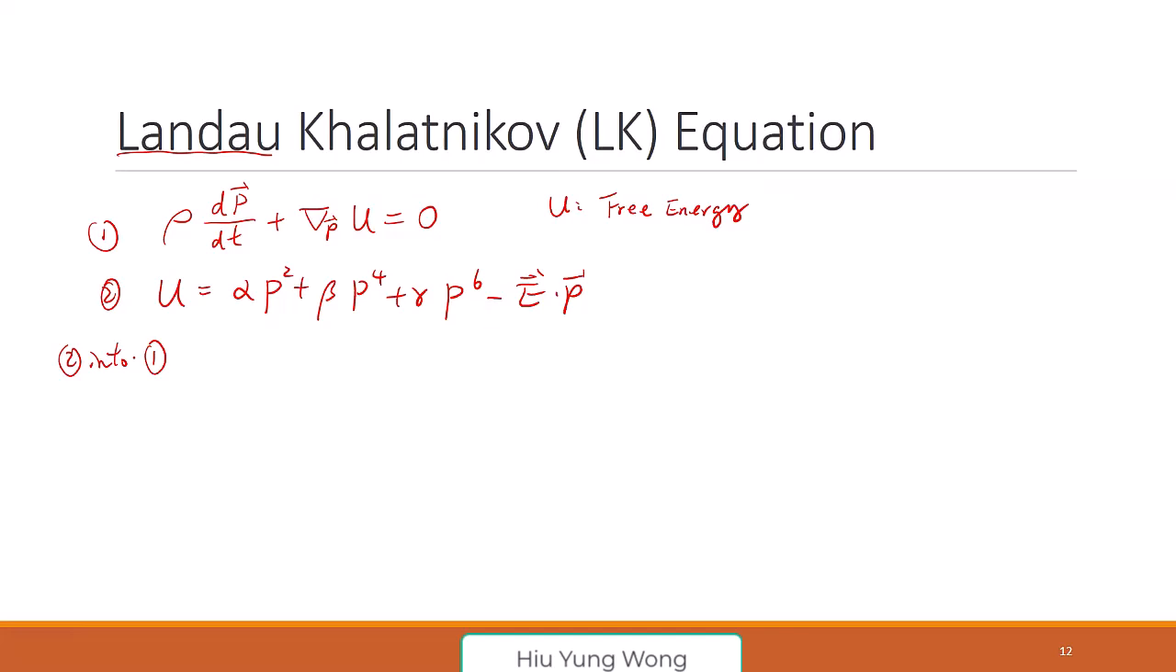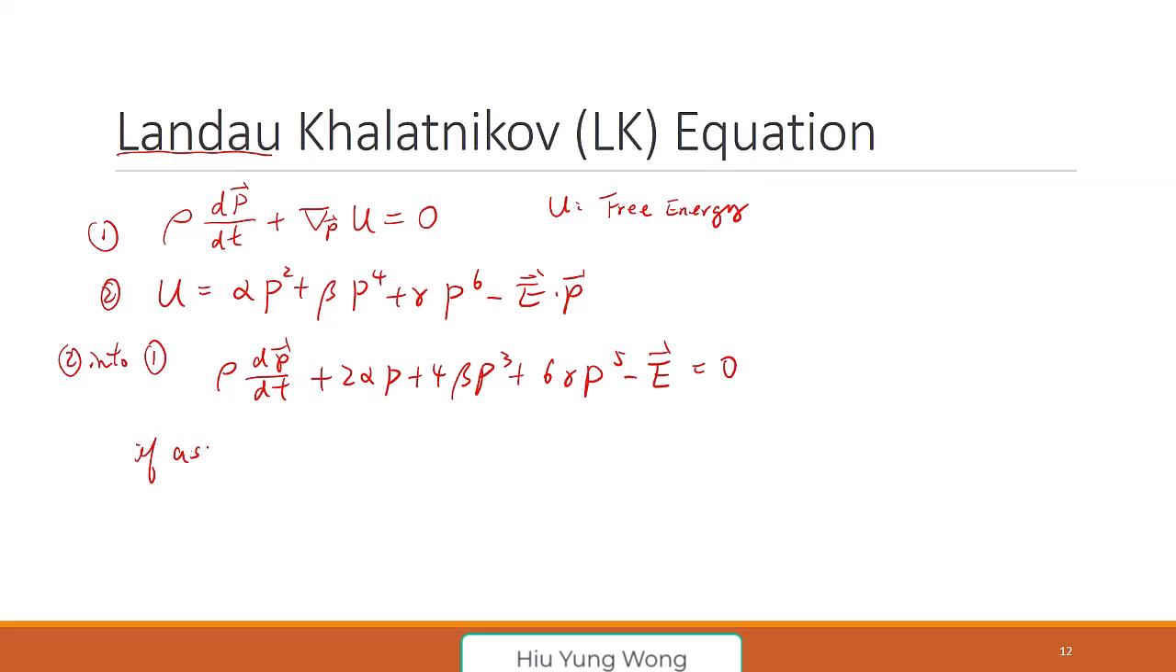If you substitute 2 into 1, rho dp dt, then this is the divergence of U, just like differentiation with respect to P. Then you get 2 alpha P plus 4 beta P to the power 3 plus 6 gamma P to the power 5 minus E equals to 0.